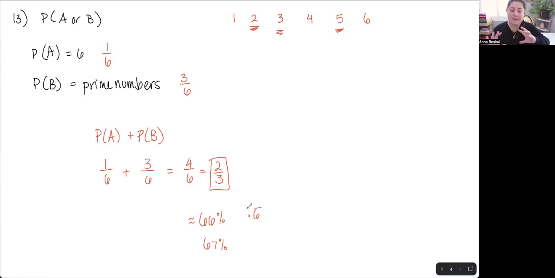Now, the reason why this problem is very similar to the first type of problem that we did versus the second type of problem is because in here, 6 only shows up once. So we don't really have to take it out, right? If in here they gave us that the probability of A is rolling a 2, right? Then we would kind of say, oh, we really have to take away that 2, because we don't want to double count it, okay?